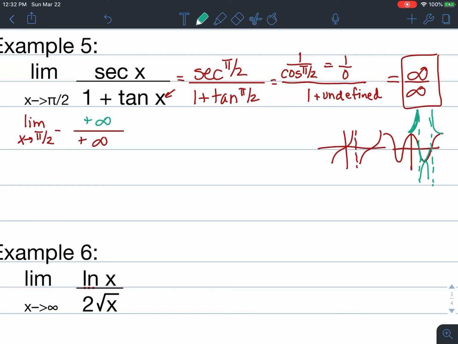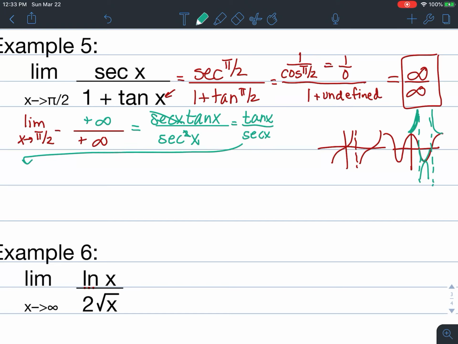Okay. So let's take the derivative of the top and the bottom. So the derivative of secant is secant tangent, and the derivative of 1 plus tangent is secant squared. So I can cancel one secant with 1 on the bottom. So now that's tangent over secant.